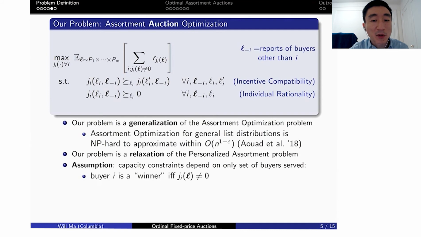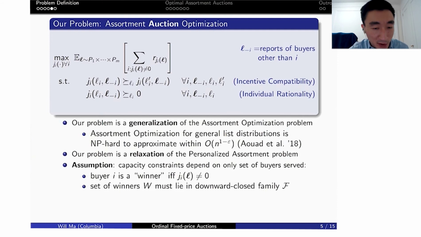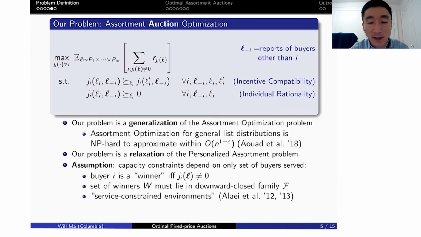So by this, I mean the buyer is a winner, or they get served, if and only if j_i is not equal to 0. So basically, this means buyer i gets some type of massage. And I'm assuming that my capacity constraints are only on how many buyers I can give a massage to, or more generally, a downward closed constraint, script F, that the set of winners must lie in. This concept has been previously introduced in Alaei et al. 2013, where they study service-constrained environments. And so I'm going to assume that we have service-constrained environments.